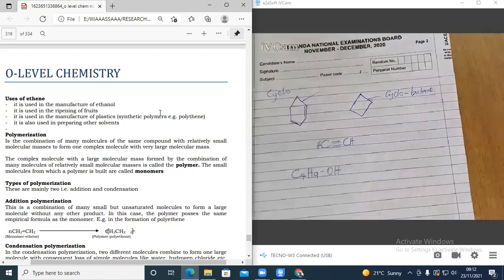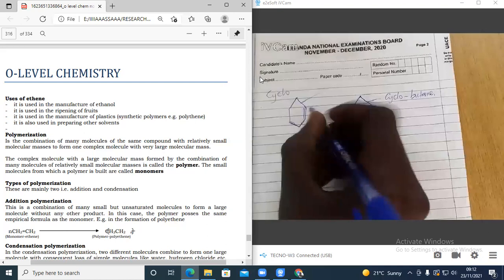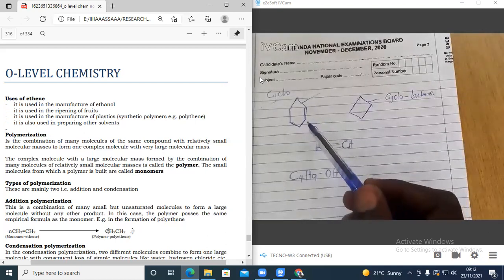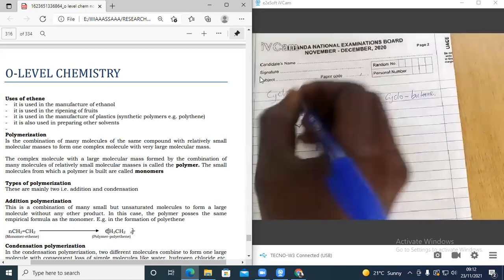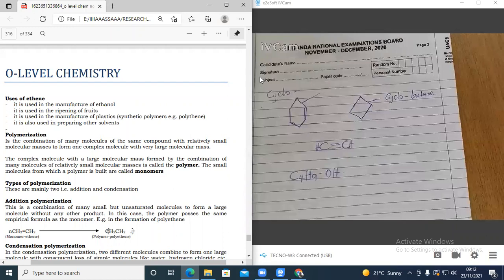Congratulations, you have unlocked one. Thank you for killing that animal. What about this? Cyclohexane, yes? Cyclo chlorohexane? There is no chlorine anywhere here, so don't bring chloro.